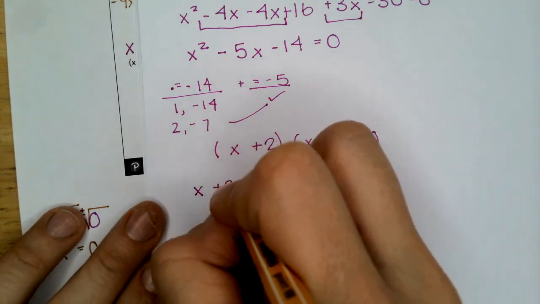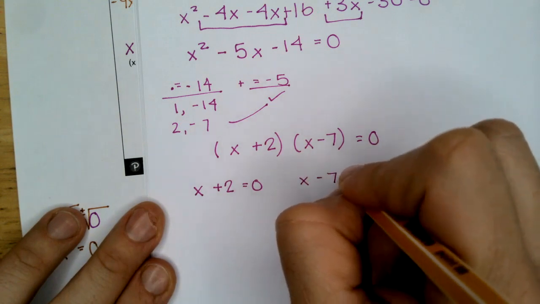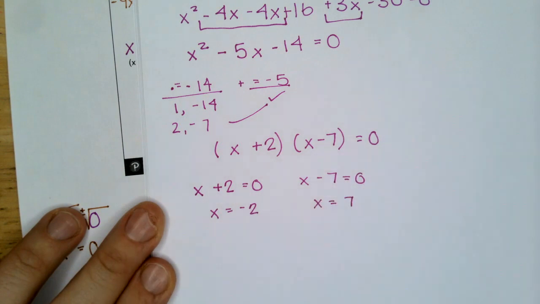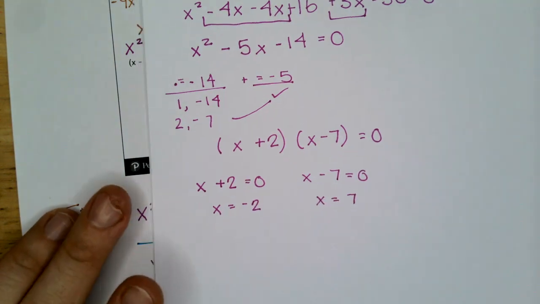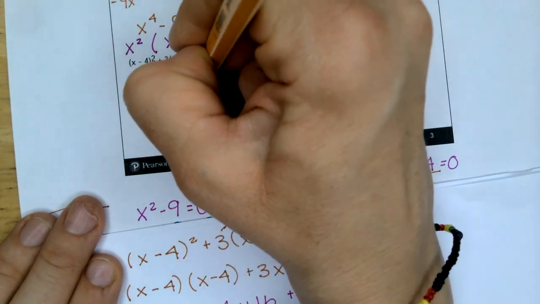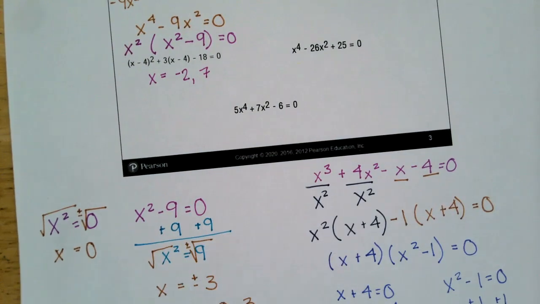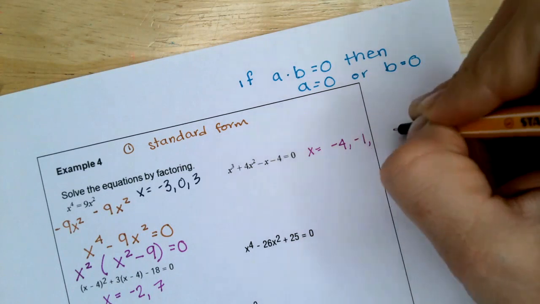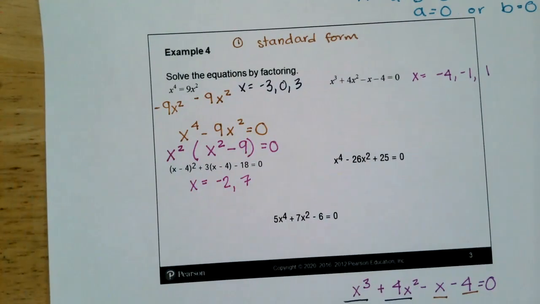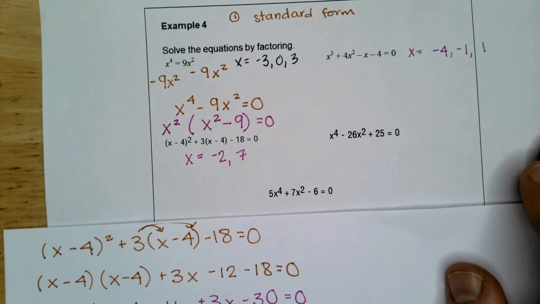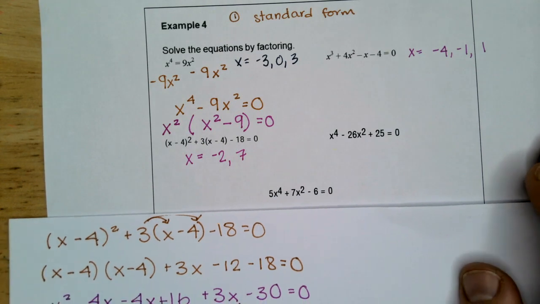So x plus 2 is 0. X minus 7 is 0. X is negative 2. X is 7. Good? So this guy was x is negative 2 and 7. This one was x is negative 4, negative 1, and 1. This next one's interesting. This one is x to the 4th minus 26x squared plus 25 equals 0.